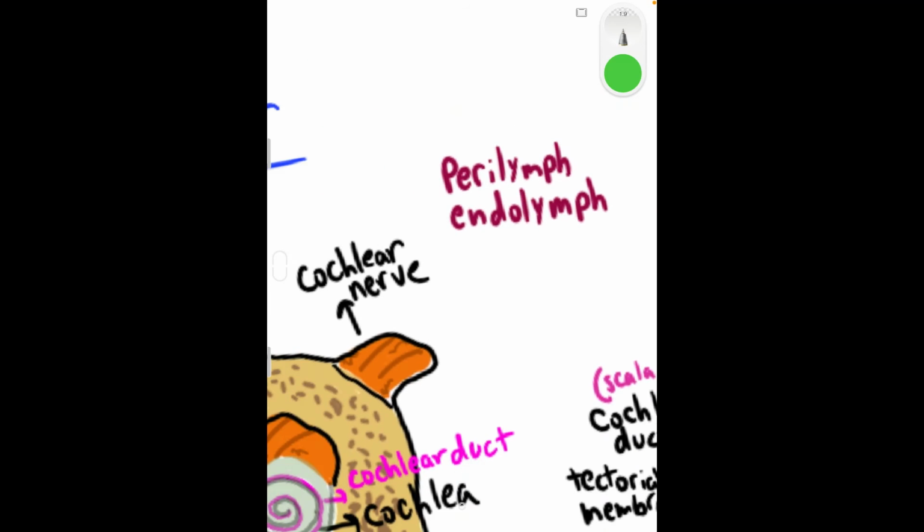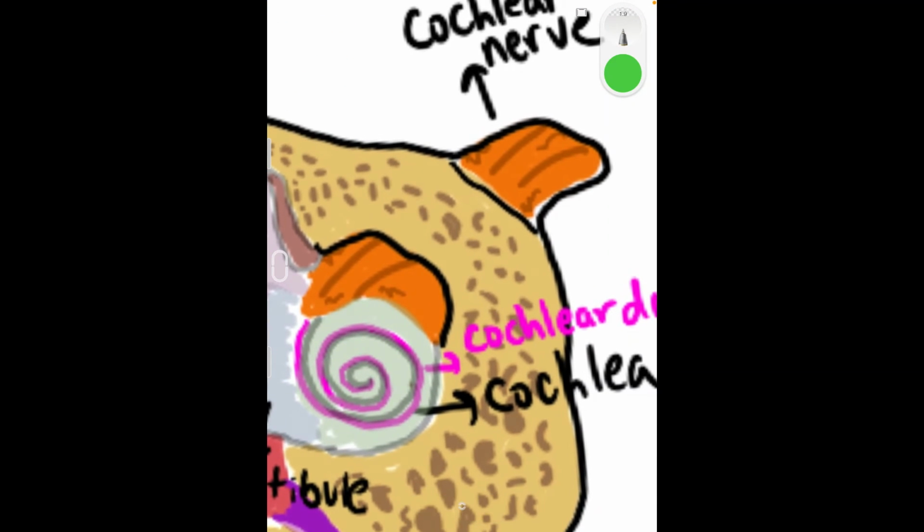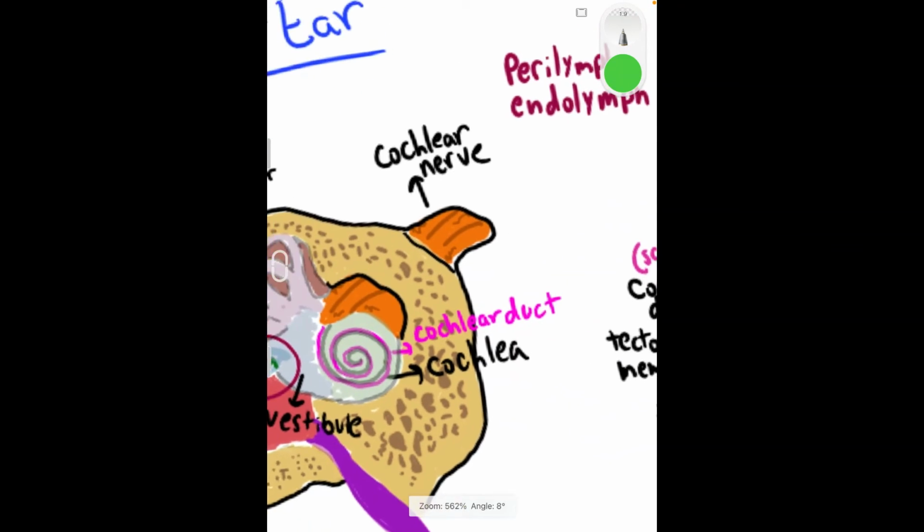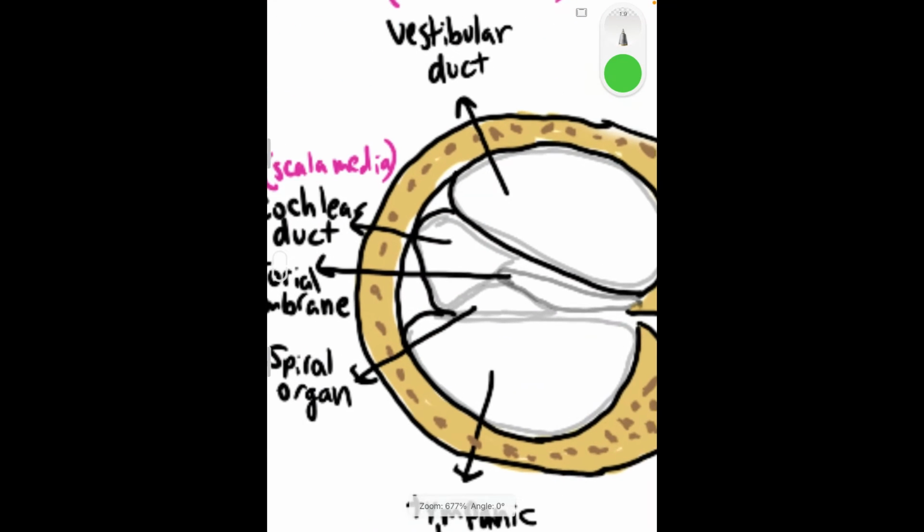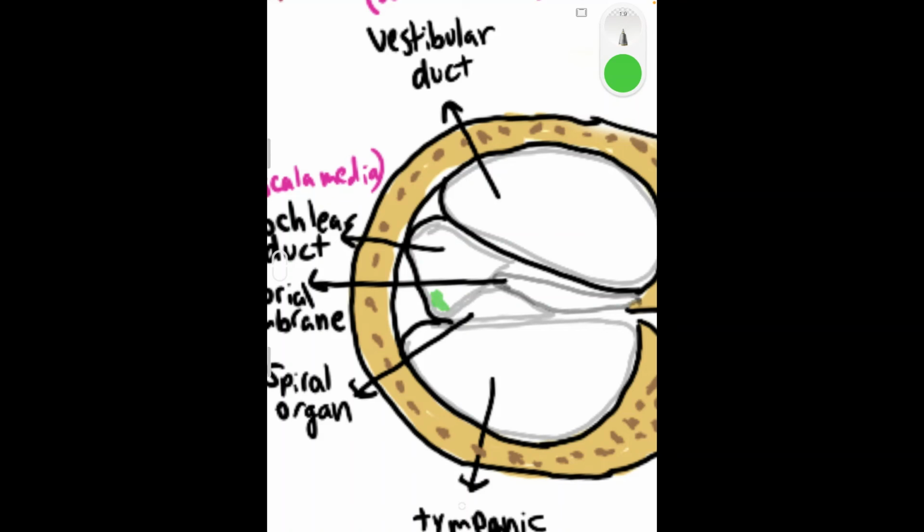The cochlea houses the cochlear duct, which is shown in pink over here, and it contains the spiral organ, which is also known as the organ of Corti, and it's the receptor organ for hearing. Shown again over here, you can see that this is the cochlear duct in green.